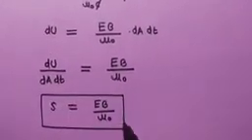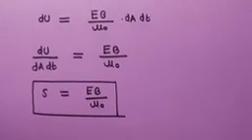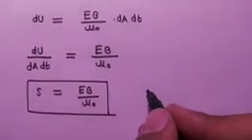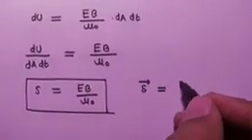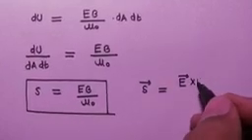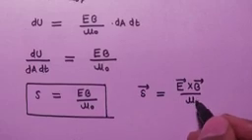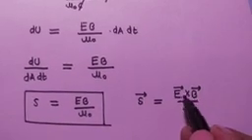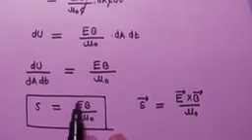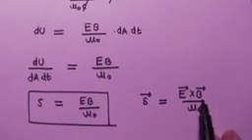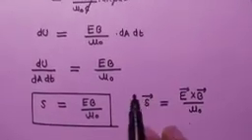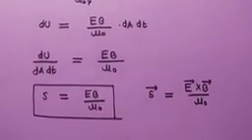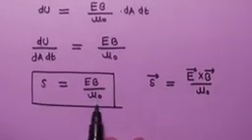Now since the electric field and magnetic field are perpendicular to each other in electromagnetic wave, so we can write S vector as E vector cross B vector upon mu naught. This is equal to EB sine 90, and sine 90 is 1. So we can write EB as E vector cross B vector. So Poynting vector has the same direction of electromagnetic wave propagation, and it is given as EB upon mu naught.